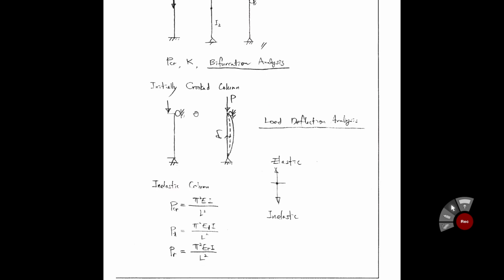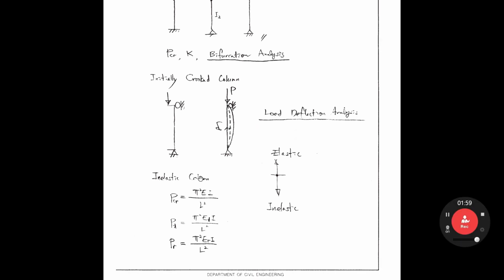Secondly, I'll cover the initially crooked column. We already learned the eccentrically loaded column before. So today, I will present the initially crooked column. In that case, we have to do load deflection analysis, right?